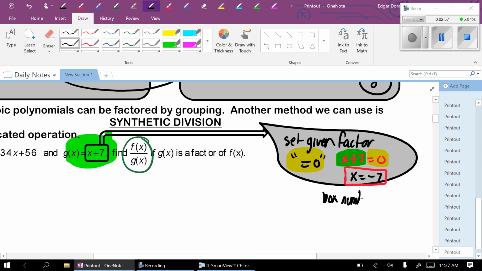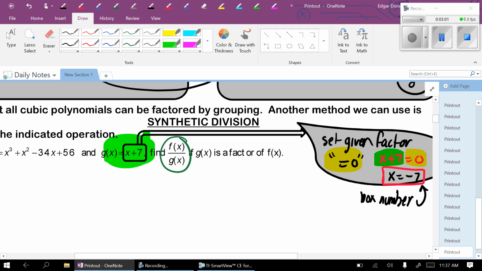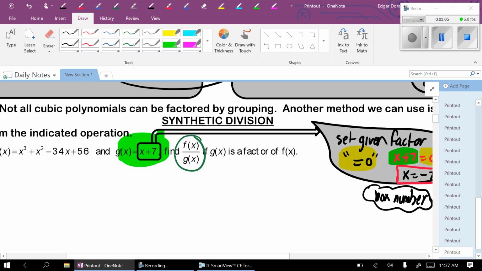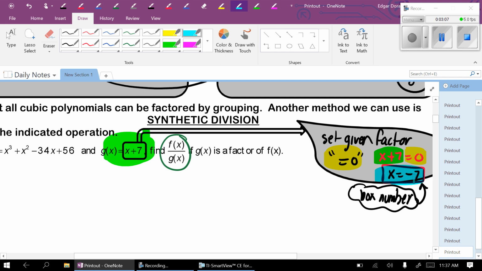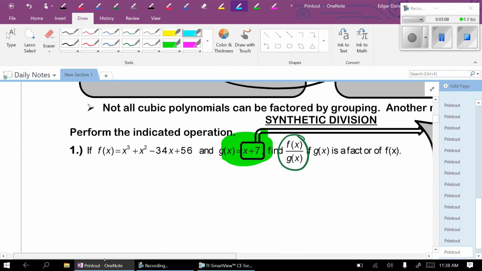That's just something I like to call it, guys. You don't have to call it that. But I'm going to refer to it as my box number. So make a little note of it so you know what I'm talking about as we go through this video. That little box number, I'm going to highlight it in blue. That negative 7, I'm going to write right here. Negative 7.